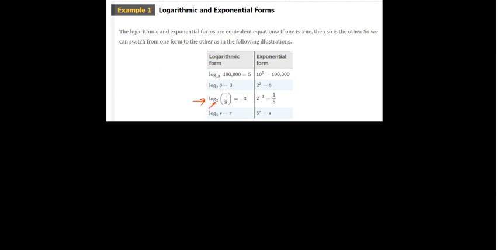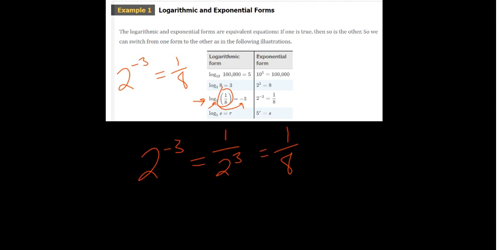So let's look. The argument here, 2, is raised to the negative 3 power, and it's going to be equal to the argument, which is 1/8. And that makes sense, all right? Because 2 to the negative 3 power is equal to 1 over 2 cubed, which is going to be 1 over 8. And of course, that is the solution.